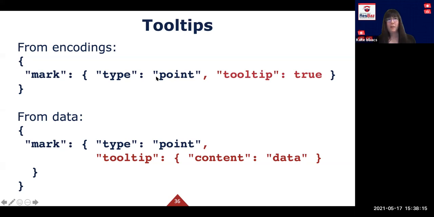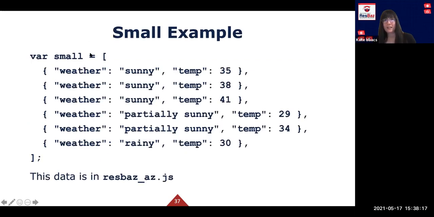Okay, that was a lot to take in. Let's try a small example. The way this is going to work is I have this tiny data set. It has 6 values: rainy, partially sunny, and sunny weather, and what the temperature was. And this data lives in ResBazAZ_az.js.